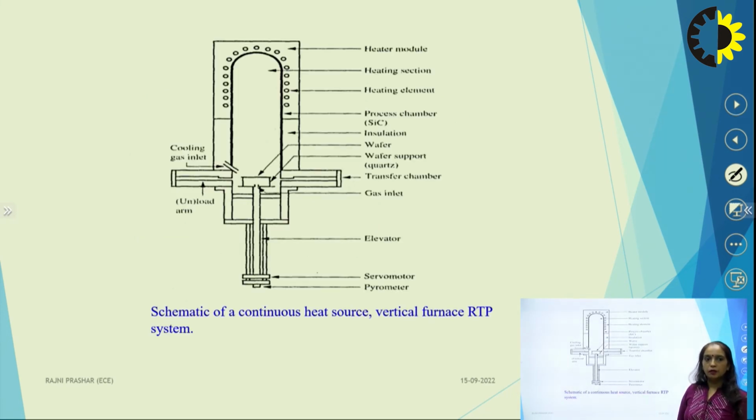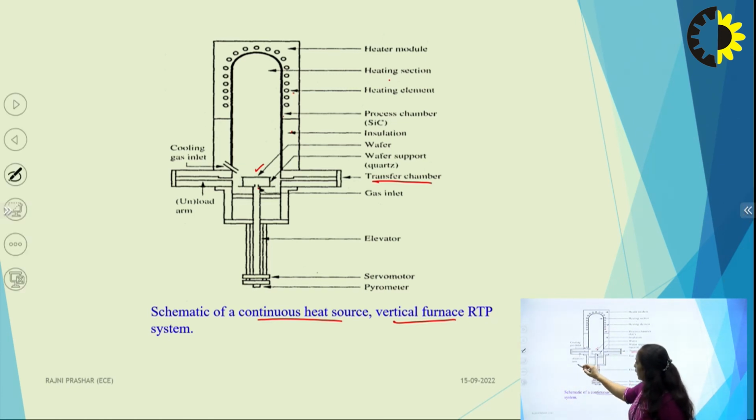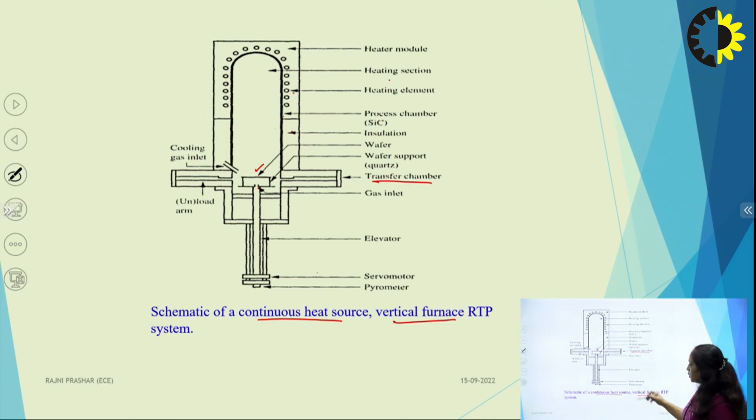And this is the diagram for a continuous heating source vertical furnace used for a rapid thermal process system. In this we have the heater module, the heating section, where some lamp-type heating will be there. These are the heating elements. This is known as the process chamber. Then the insulator will be there, the wafer is placed here, and the transfer chamber is where we can place the wafer. From this side gases can be passed in, and from this side your wafer can be unloaded. Okay, so this complete system is mounted on an elevator.